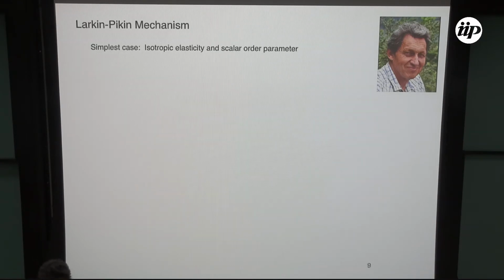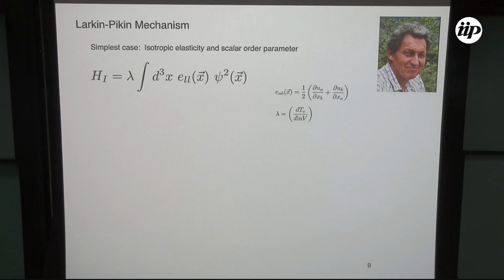In order to do that, we need to rewrite the Larkin-Pitkin criteria in terms of correlation function and response functions. So let's take the simplest case, isotropic elasticity in a scalar order parameter. Now our interaction will be coupling of the order parameter, which is phi squared, coupled to the volumetric strain. The reason we choose this coupling is because our order parameter, whether magnetization or polarization, breaks the symmetry, so this will be the leading term.